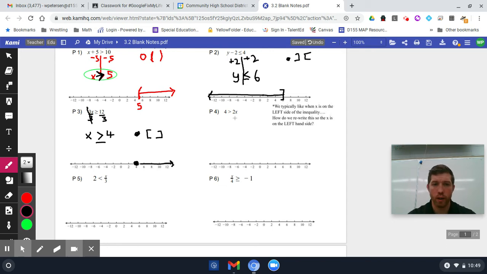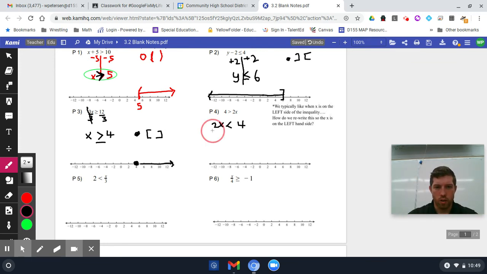All right, same thing over here. Typically, we like to see our problems like this, 2x. Notice I'm just going to flip the numbers and I'm going to flip the symbol. We are still eating the 4, right? These two problems are the exact same. I just flipped everything.